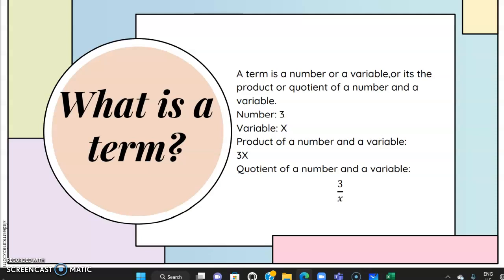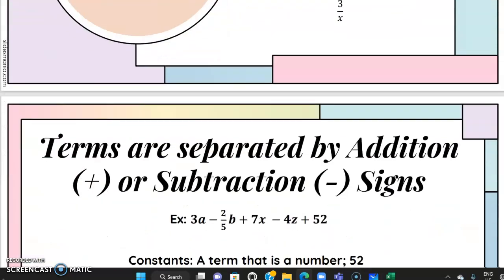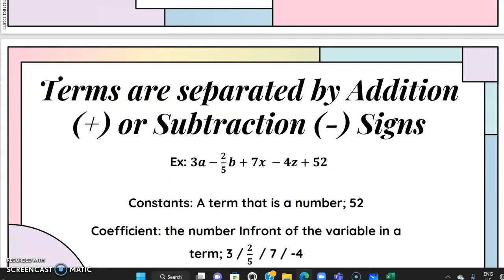An example of a product of a number and a variable is 3x, because we know 3x is 3 times x. An example of a term that is a quotient of a number and a variable is 3 over x, which means 3 divided by x. Terms are usually separated by an addition sign or a subtraction sign, like 3a minus 2 over 5b plus 7x minus 4z plus 52. This is called an algebraic expression.